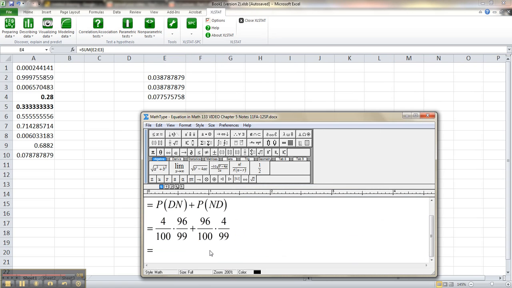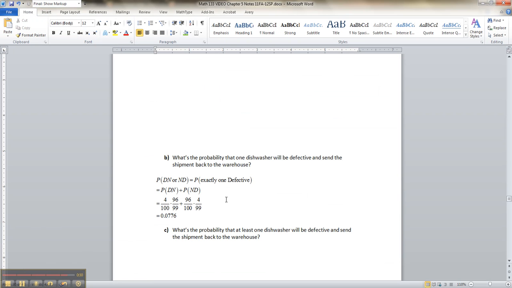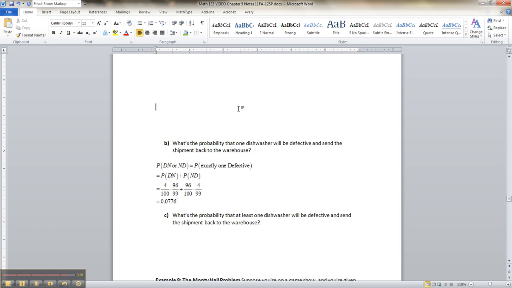All right, so that's 0.077776. That's the probability of one defective, no more, no less.